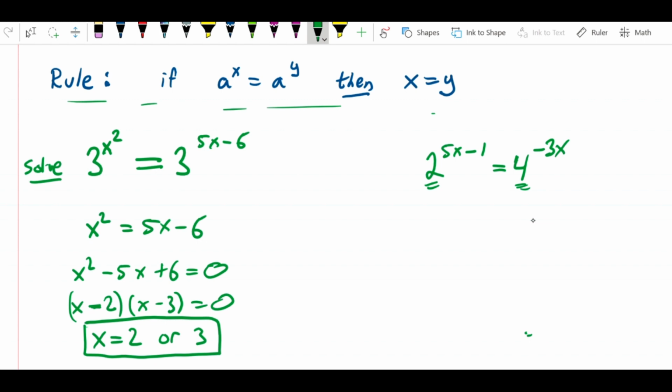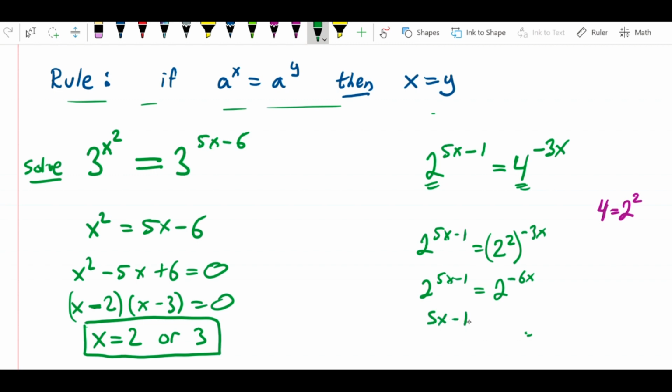So the thing to recognize, let's write it off to the side here, is that 4 is equal to 2 to the 2. So what I can do is rewrite this equation as 2 to the 5x minus 1 equals 2 to the 2, all to the negative 3x. And now I can just use the law of exponents to simplify. So I get 2 to the 5x minus 1 equals, recall that with this rule what we do is multiply the two exponents, so that's going to be 2 to the negative 6x. So now I have the equation 5x minus 1 equals negative 6x, which I can easily solve.